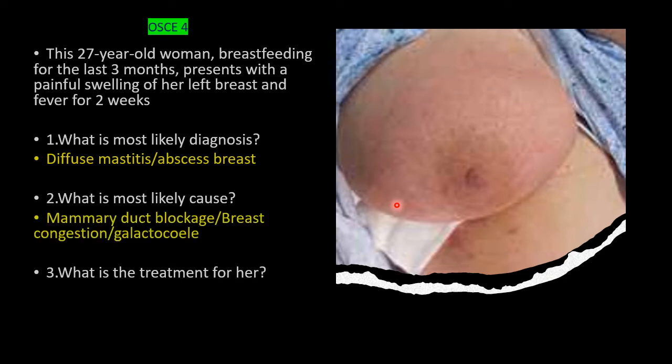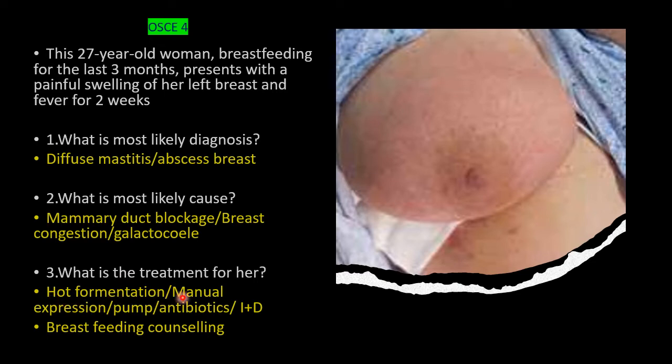What is the most likely cause? Mammary duct blockage leading to breast congestion and galactocele during lactation. What is the treatment for her? Hot compression, massage and manual expression of the milk using a pump, antibiotics, and incision and drainage if there is evidence of abscess forming. Breastfeeding should be stopped and the patient should be counseled on the methods of breastfeeding.